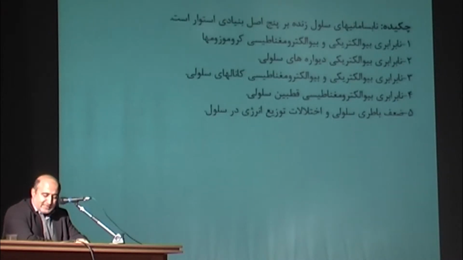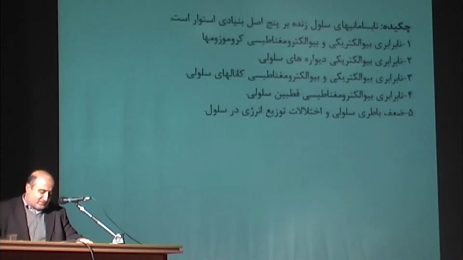1. The bioelectric and bioelectromagnetic imbalance of chromosomes. 2. The bioelectric imbalance of cell walls. 3. The bioelectric and bioelectromagnetic imbalance of cellular channels. 4. The bioelectromagnetic imbalance of cellular poles. 5. Weakness of cellular battery and disruption in energy distribution in the cell. Keywords: imbalance, bioelectric, bioelectromagnetic.